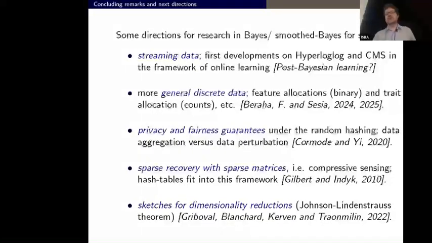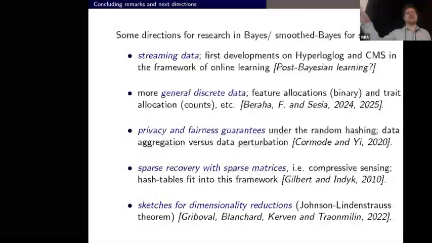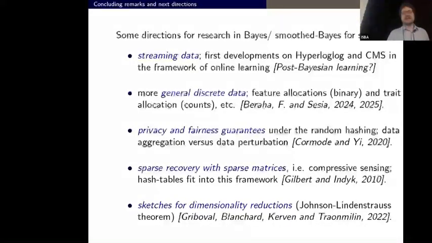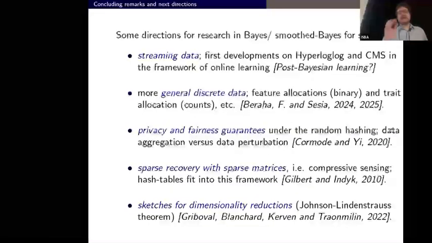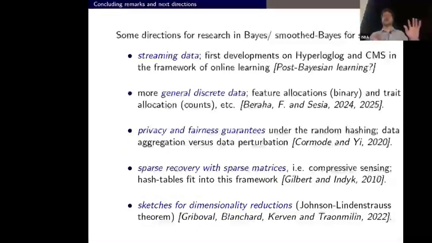We can consider more general discrete data, so move away from species, I mean symbols, and consider features, or features with some intensity, so traits and things like that. Privacy and fairness: sketches are used for both privacy and fairness. Why? Because they aggregate observations. So you can preserve some form of privacy, maybe not differential privacy, but there are forms of privacy preserved by sketches. And here there is, I think, a huge debate between aggregating to satisfy privacy, or perturbing by adding a little bit of noise.